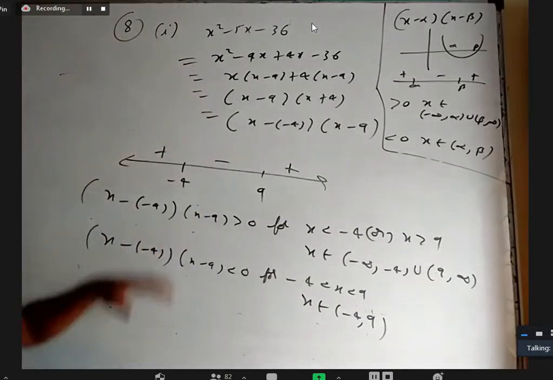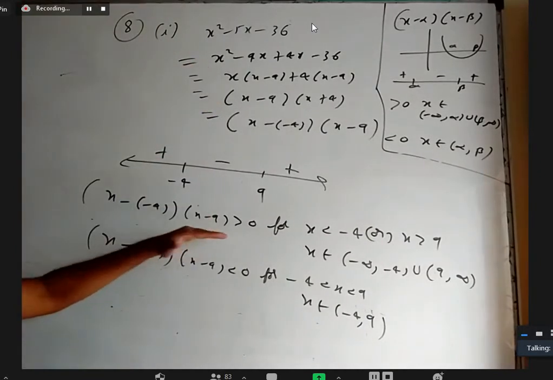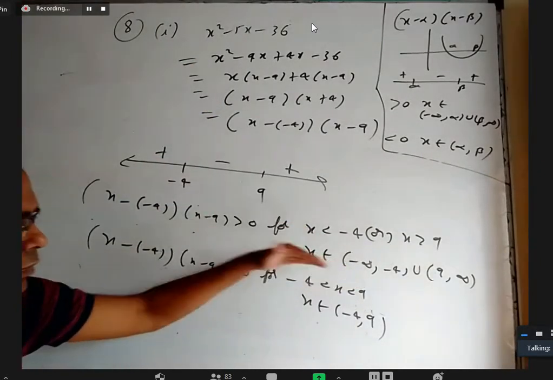They're asking when the given expression is positive and when it is negative. In this interval it is positive, in this interval it is negative.